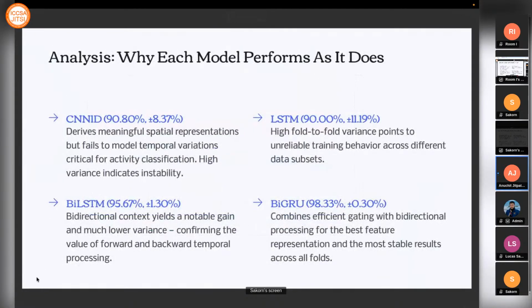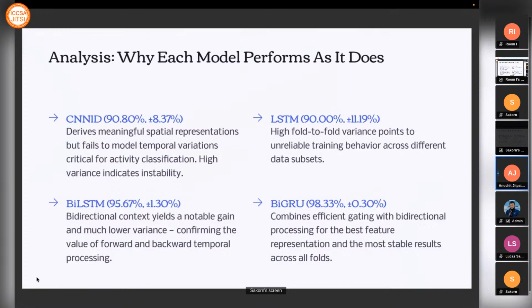Let's briefly unpack why each model behaves this way. CNN1D derived meaningful spatial representations but fails to properly model the temporal variations that are critical for activity classification, and its high variance indicates instability. LSTM shows high per-fold variance, pointing to unreliable training behavior across different data subsets. BiLSTM, by adding directional context, yields a notable gain with much lower variance, confirming the value of processing signals in both temporal directions.